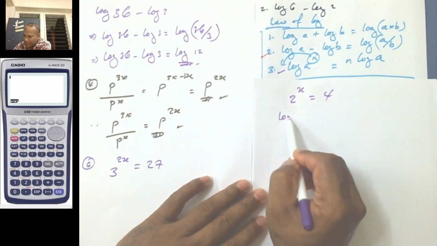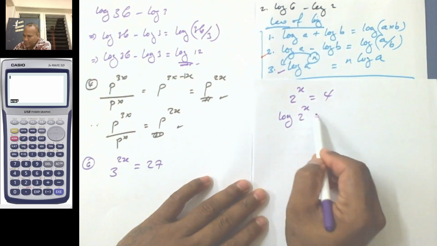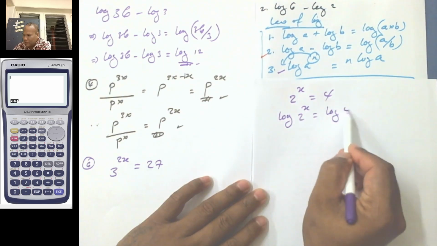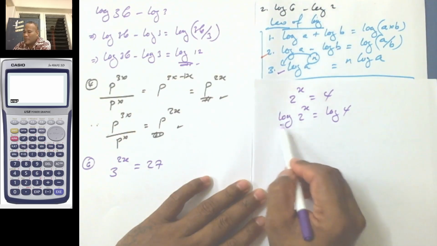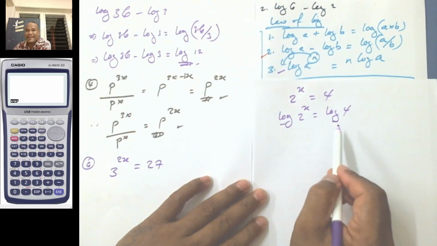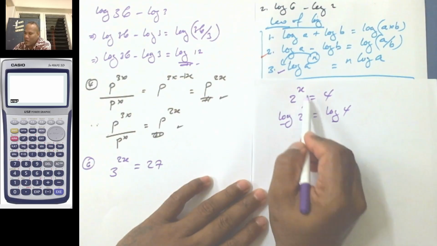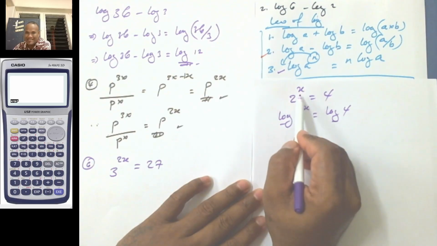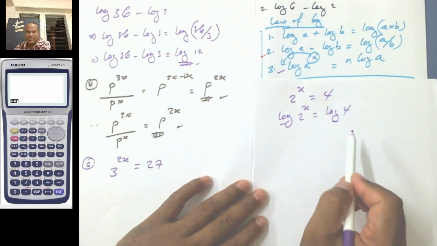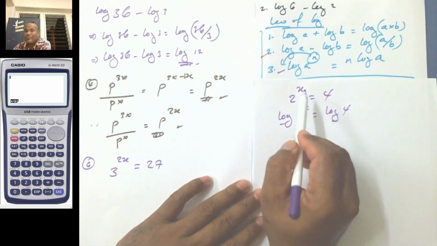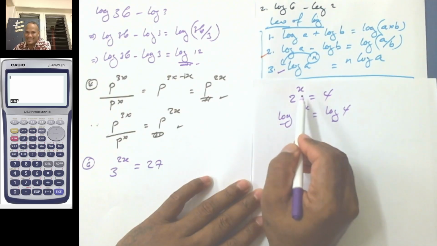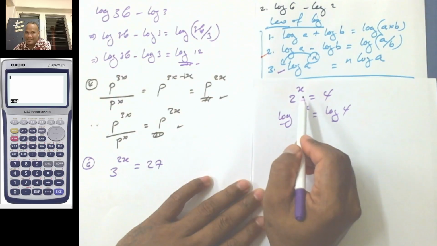So I'll put log here. Log 2 to the power of x is equal to log 4. I will only put log both sides if and only if our power is x. If power is not x, we will not put log. We will only put log both sides if our power is x. Set? Okay, let's go.